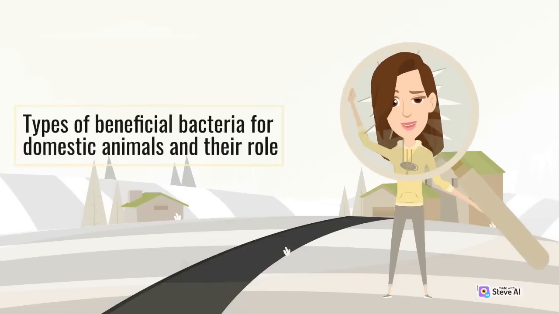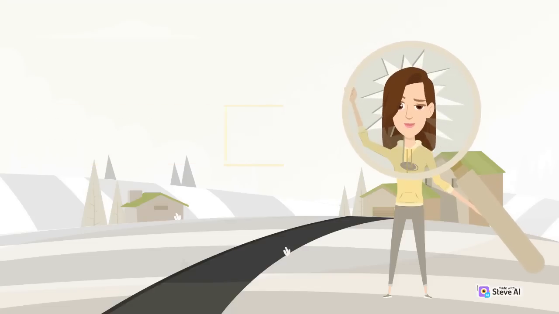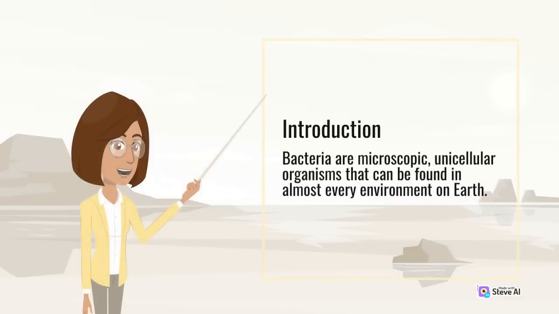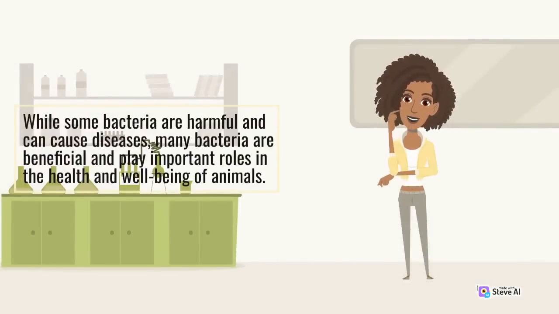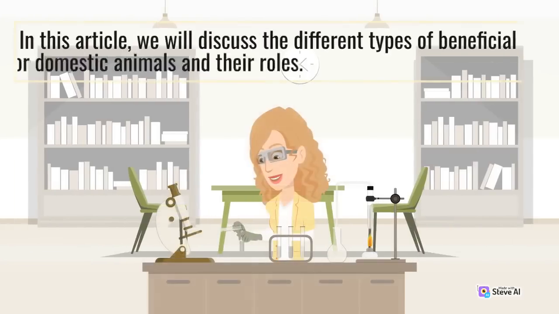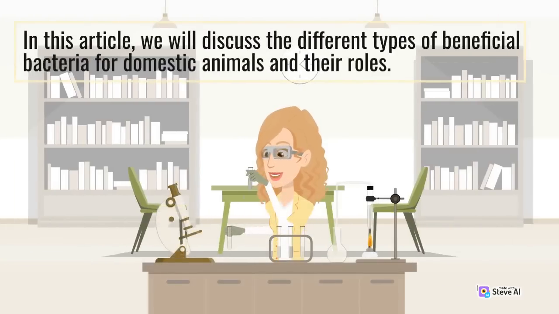Types of beneficial bacteria for domestic animals and their role. Introduction. Bacteria are microscopic, unicellular organisms that can be found in almost every environment on Earth. While some bacteria are harmful and can cause diseases, many bacteria are beneficial and play important roles in the health and well-being of animals. In this article, we will discuss the different types of beneficial bacteria for domestic animals and their roles.